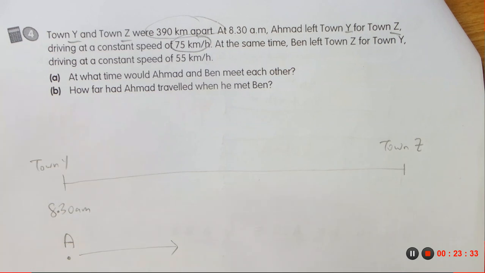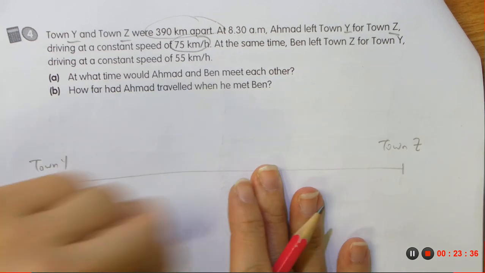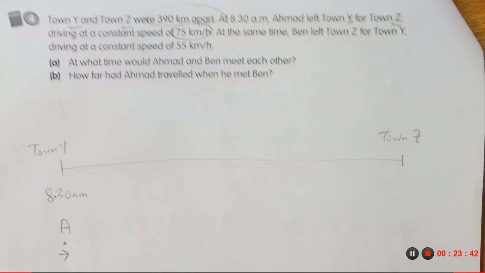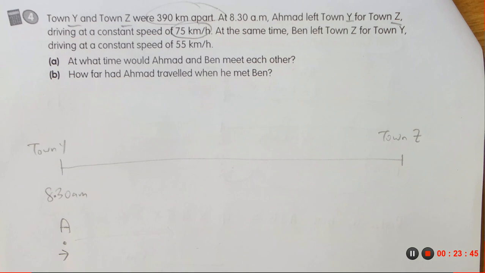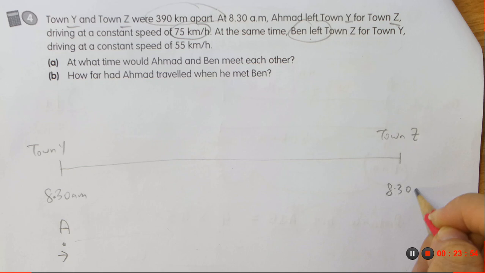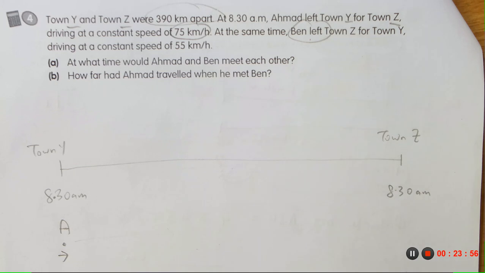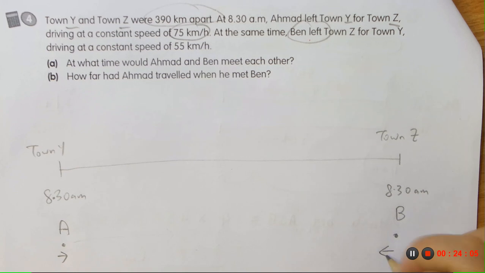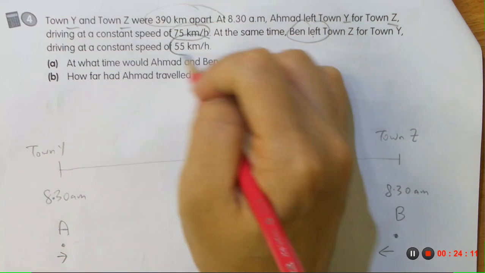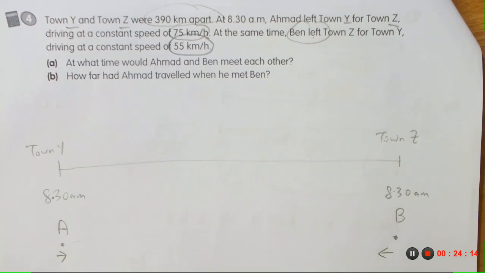At the same time, number 1, let's take a look at this. I will erase this arrow first. Why? Because they are going to meet. But I want to ask you which arrow you think is longer. Is the arrow longer for Ahmad or the arrow is longer for Ben? At the same time, also at 8:30, Ben here, he's going towards Ahmad, town Z to town Y, at a constant speed of 55 kilometers per hour. They are going to meet each other.